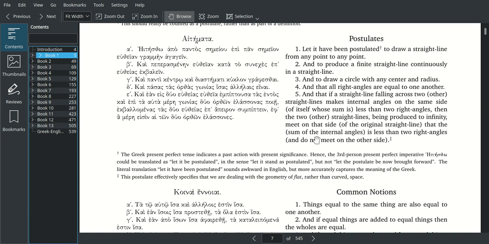That's what this means. Every single possible straight line falling across your two lines should make internal angles on the same side less than two right angles, and or equal to two right angles. I was just reading it. Equal to two right angles, right? So you're right. However you want to say that. Yeah, that's a problem.